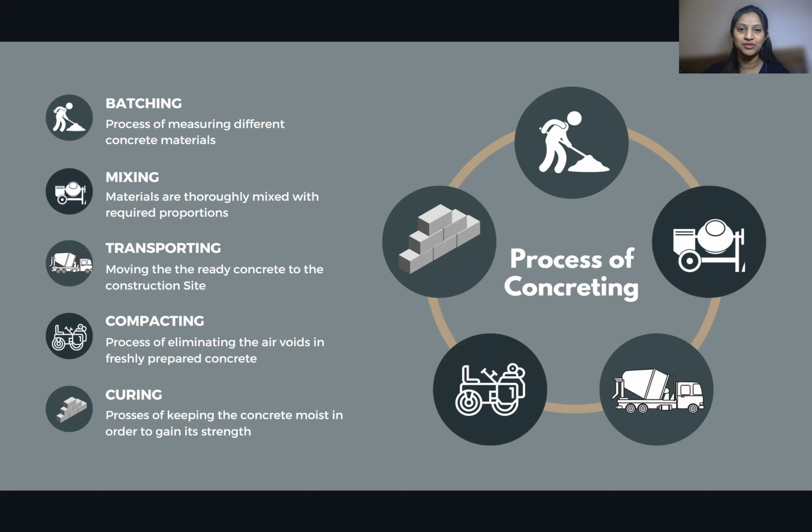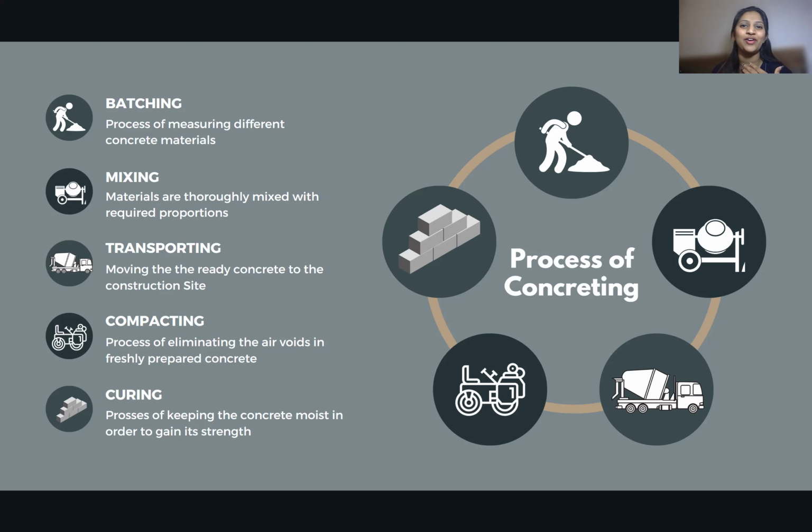That also comes into the picture. Next, coming to compaction. Compaction is mainly used for the elimination of air voids. Once the concrete mix has been made, we have to make sure none of the air bubbles or any void spaces are there within the concrete, because that definitely decreases the whole durability and strength of the concrete.